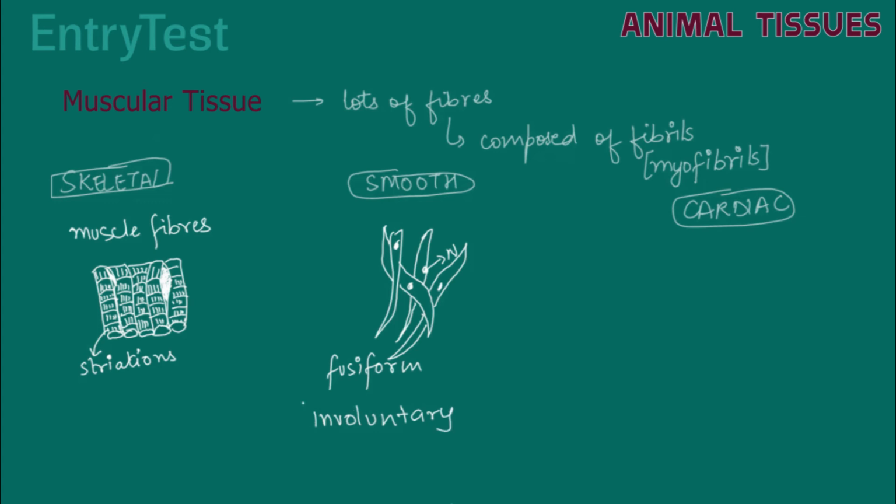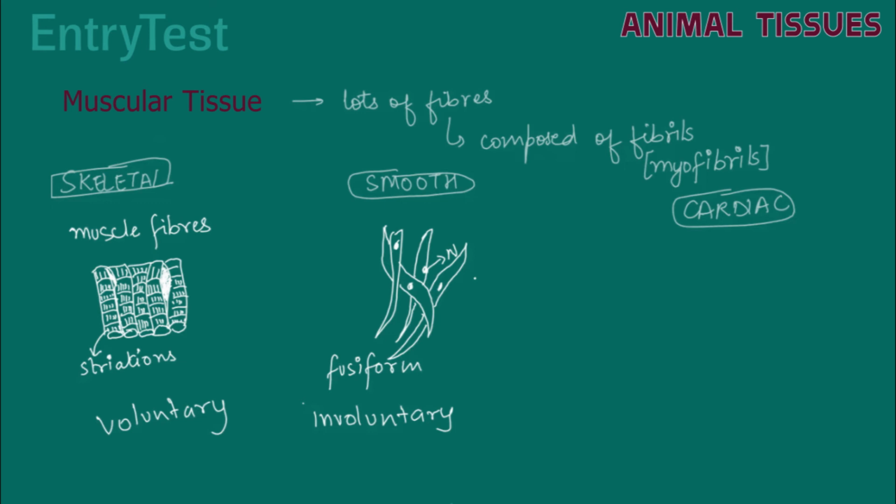That means they cannot be directly controlled by our own decisions, and usually we are not able to contract or expand these muscles according to our will. On the other hand, the skeletal muscles can be moved, and that is how we make voluntary movements. So that is one important difference between the skeletal and the smooth muscles.